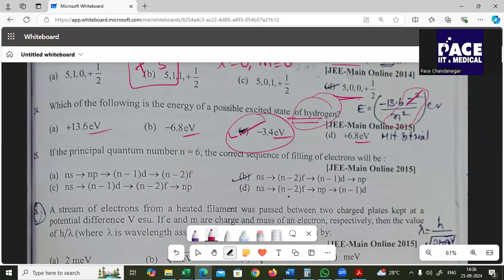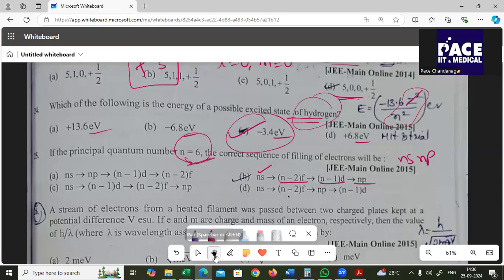Next, the principal quantum number N is equal to 6. If n is the sixth series, which is the sixth horizontal row in your periodic table, it will have f orbitals as well. Now, if you have f orbitals, the general configuration is ns, then n minus 2 f, then n minus 1 d, and then np. This is your standard configuration.